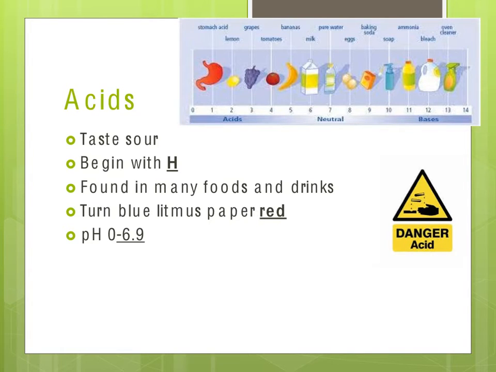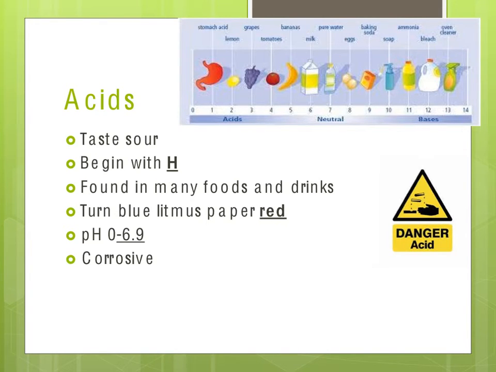Now, acids have a pH between 0 and 6.9. We'll talk more about pH in a little bit, but pH is a measure of the acidity or basicity of something, and the pH of acids is anything from 0 up to 6.9.